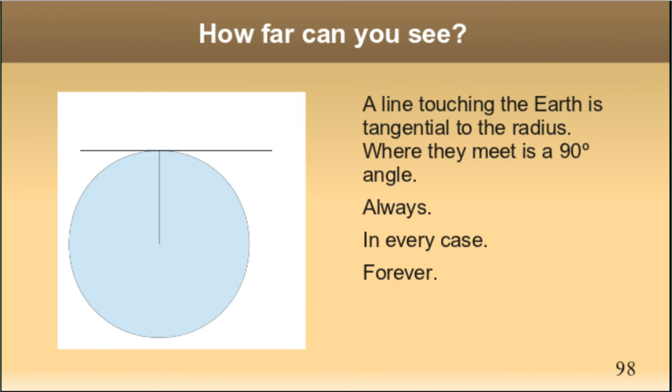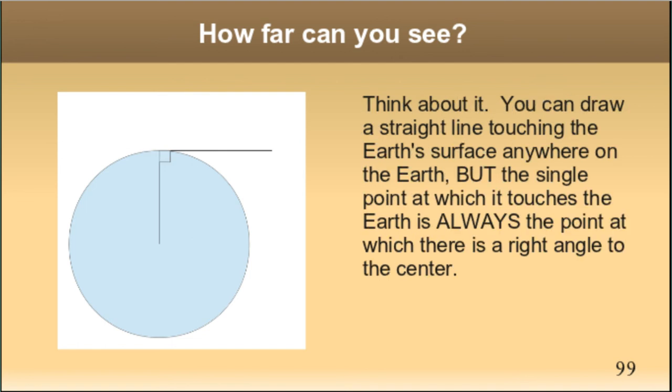A line touching the Earth is tangential to the radius. Where they meet is a 90-degree angle, always, in every case. Think about it. You can draw a straight line touching the Earth's surface anywhere on the Earth, but the single point at which it touches the Earth is always the point at which there is a right angle to the center.